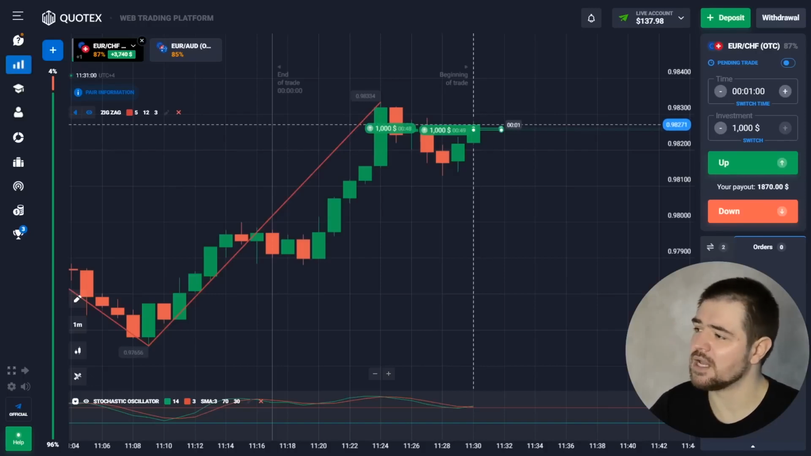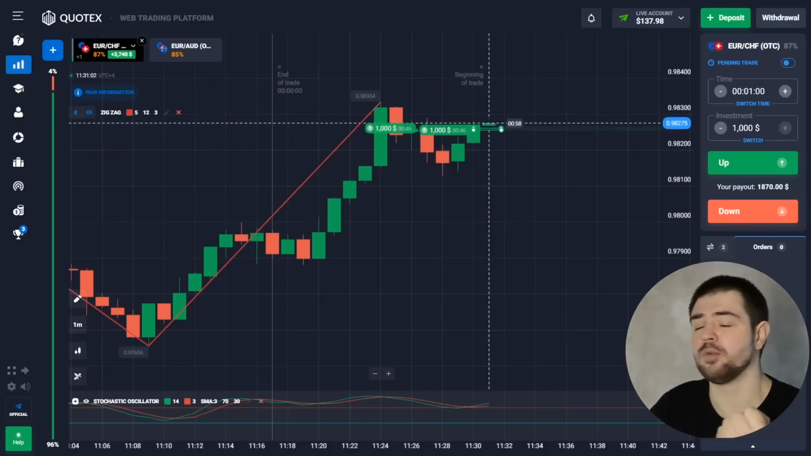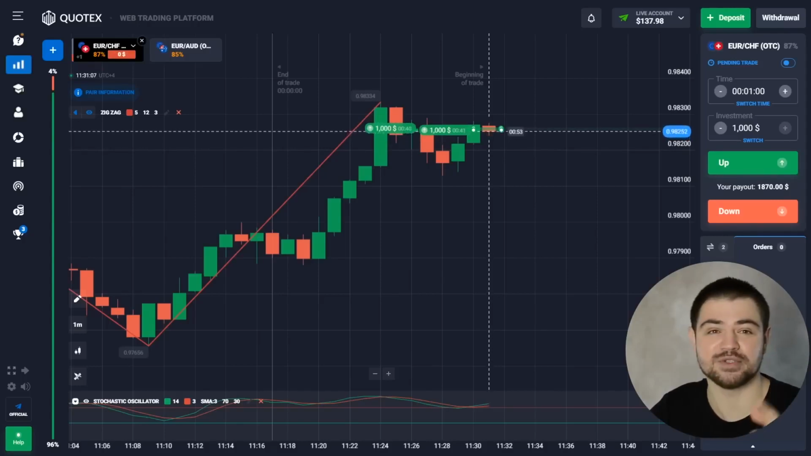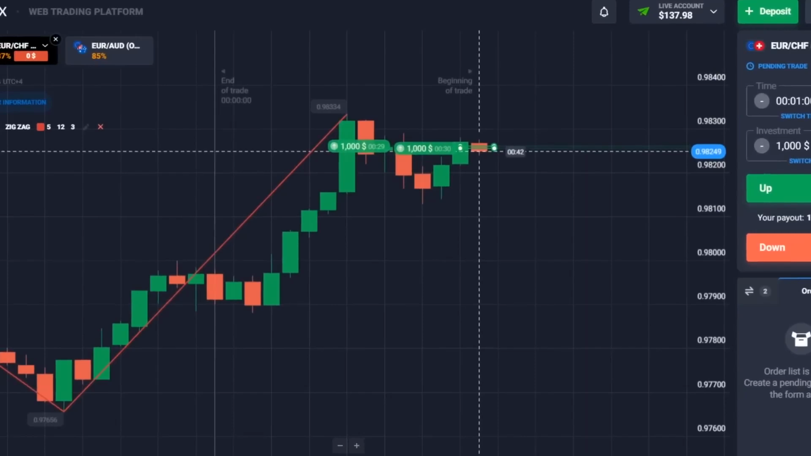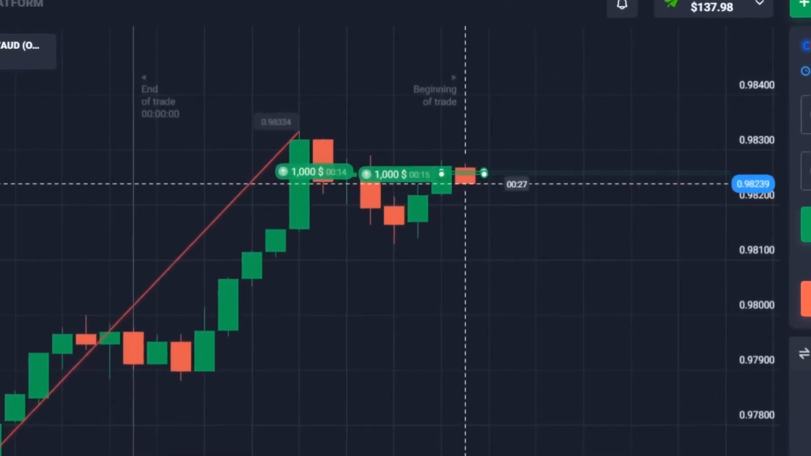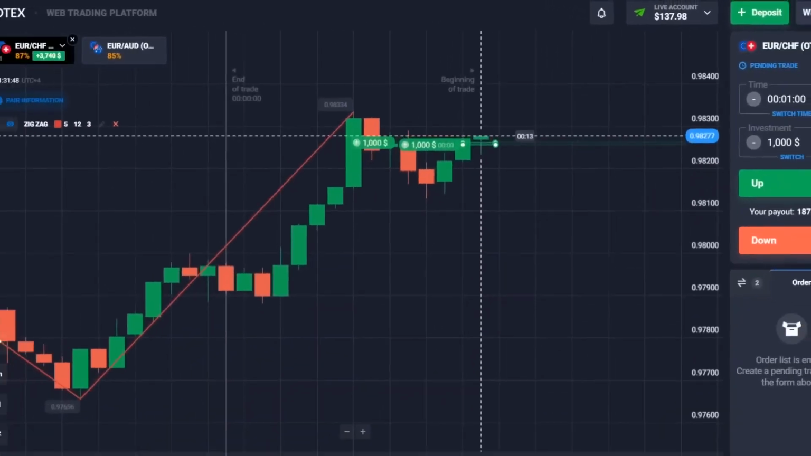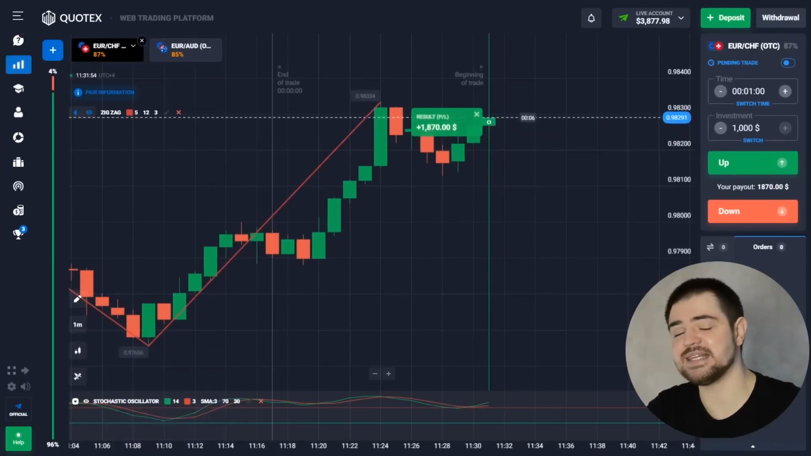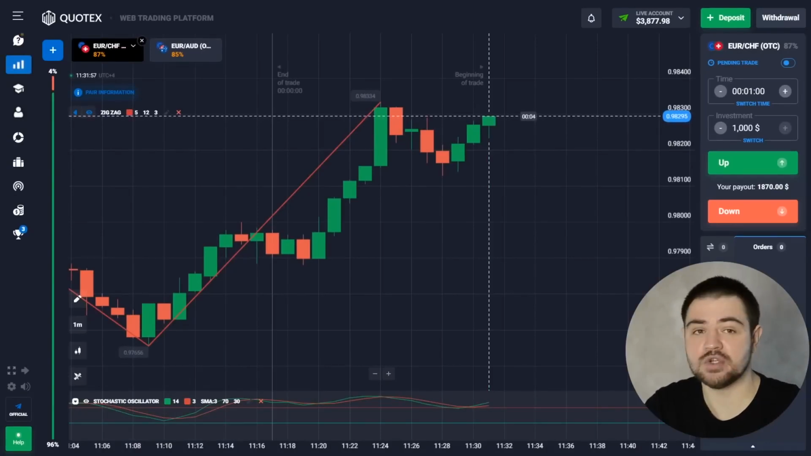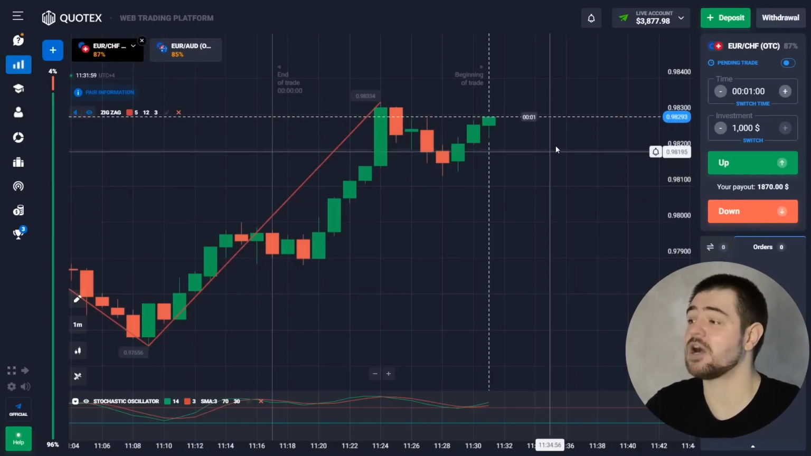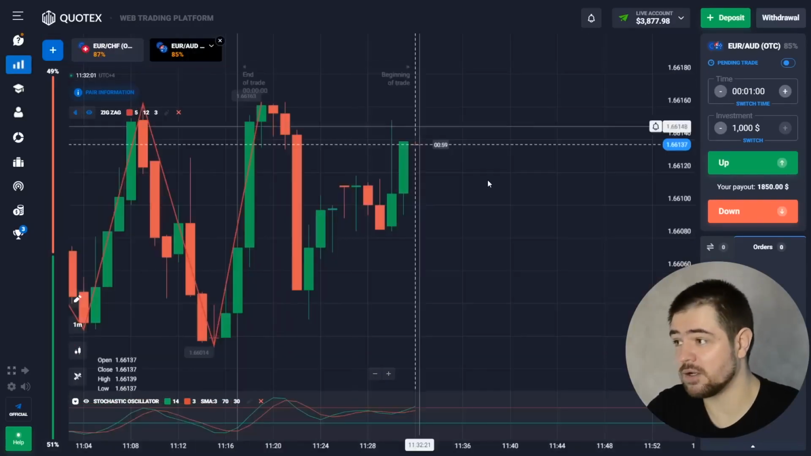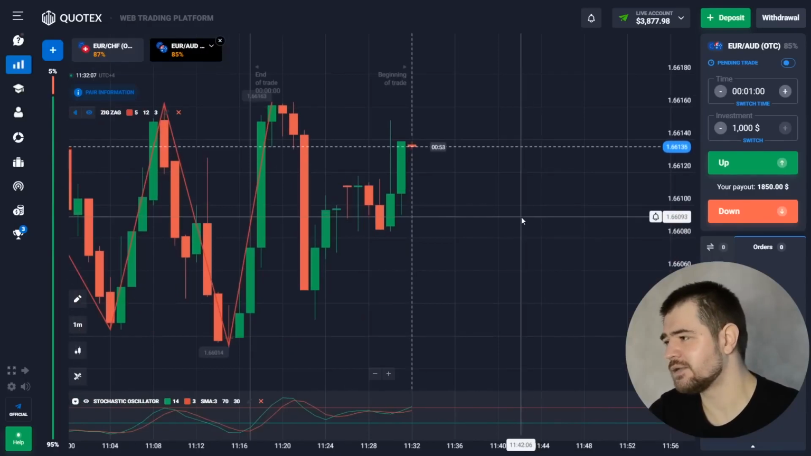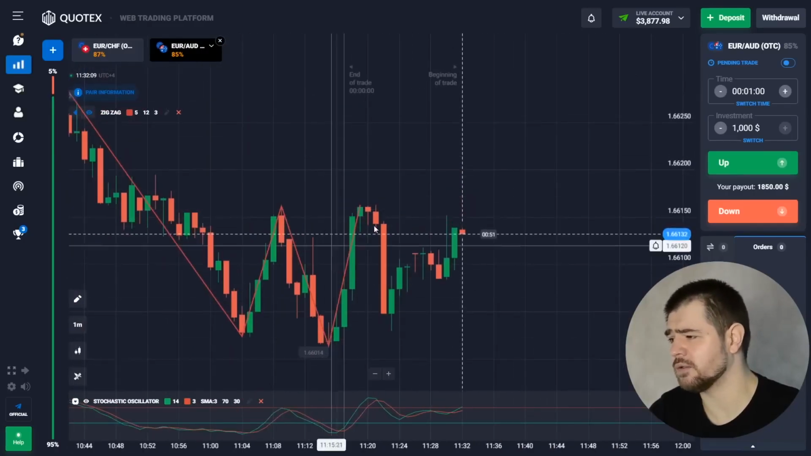So we're making our option on the pullback, expecting it to continue to grow with the bullish trend. So let's wait for the results. And here is the profit, guys. As you can see, we just made 87% on the $2,000, which makes our balance pretty great already, $3,877.